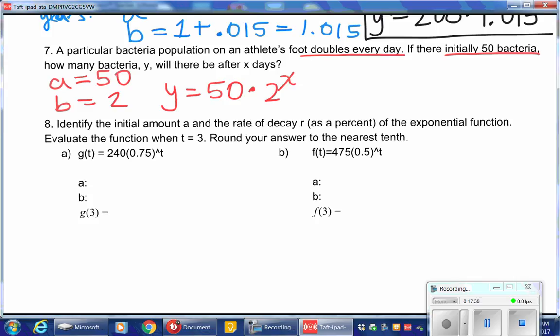So to solve this problem, I'm going to replace, oh, that is the problem solved. It doesn't ask us for a specific number of days. We just want to know generally how many bacteria. So my answer is Y equals 50 times 2 to the X.